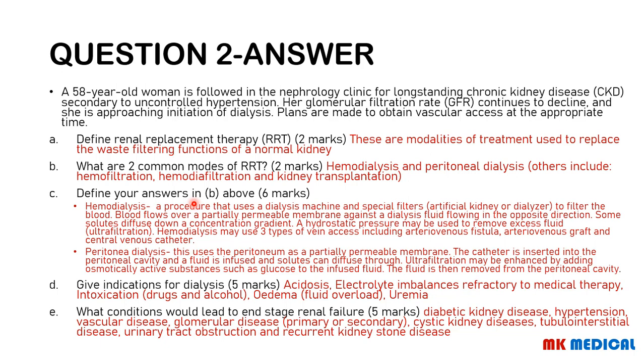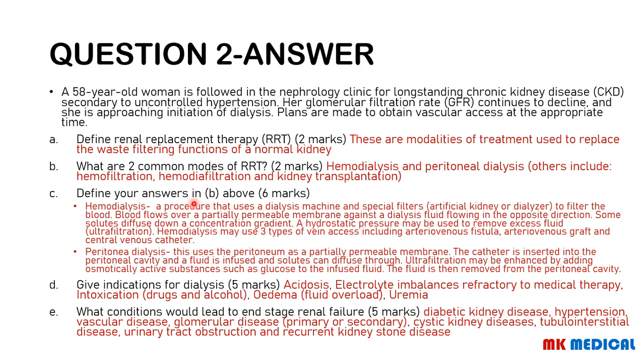Then there are 3 types of vascular access that we can use for this type of dialysis. You can either use an arteriovenous fistula, which is usually the preferable route because it's prolonged. You can keep it there for quite some time. You can use an arteriovenous graft. You can also use a central venous catheter.